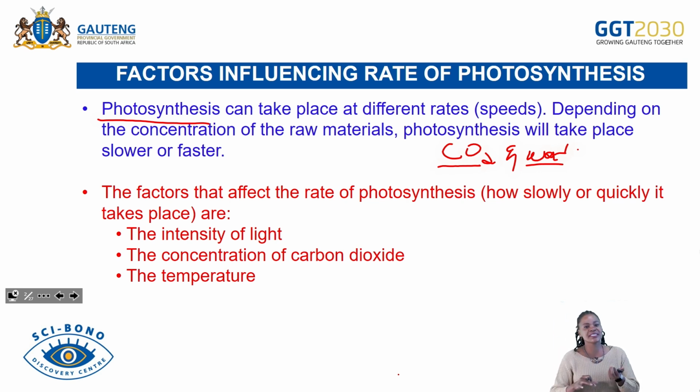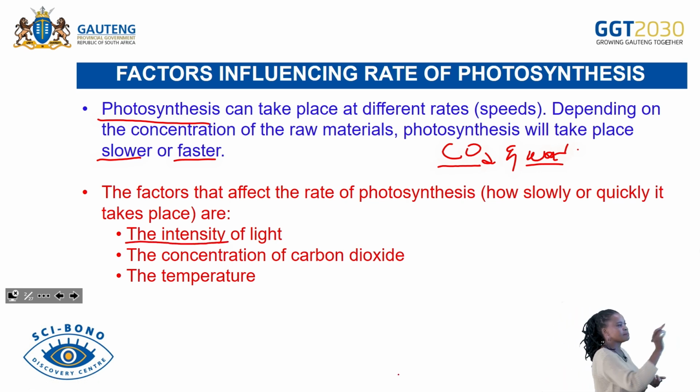Now the rate of photosynthesis can differ depending on the concentration of the raw materials. When we talk of the raw materials, we are simply talking about those factors which are affecting the rate of photosynthesis. The raw materials can either slow down the process of photosynthesis, or they can even speed it up. It depends on the availability or on the amount of those raw materials. Now let us look into those raw materials which can affect the rate of photosynthesis.